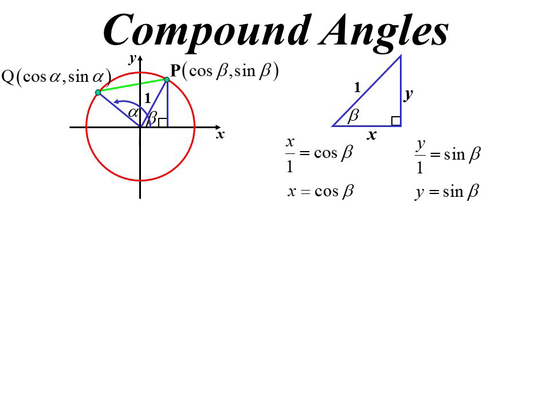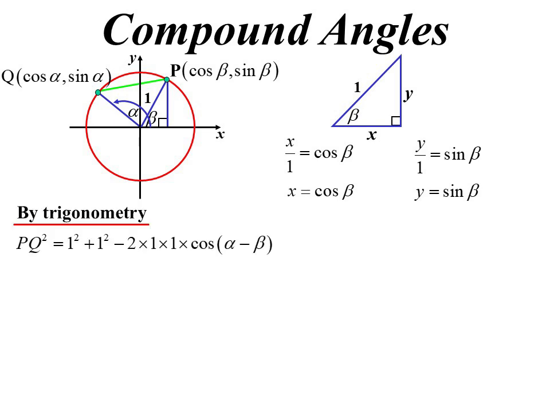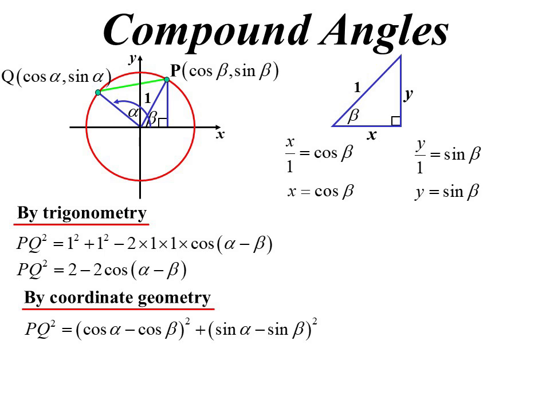What I'm interested in is the distance between P and Q. I could do it using the cosine rule. So I could use trig. So PQ squared is 1 squared plus 1 squared minus 2 times 1 times 1 times the cosine of whatever the difference between those two angles is. Tidying that up a bit. But I could also use coordinate geometry and use the distance formula.